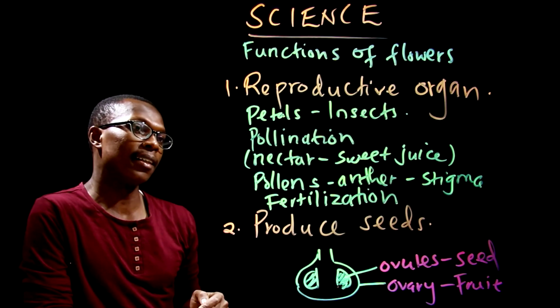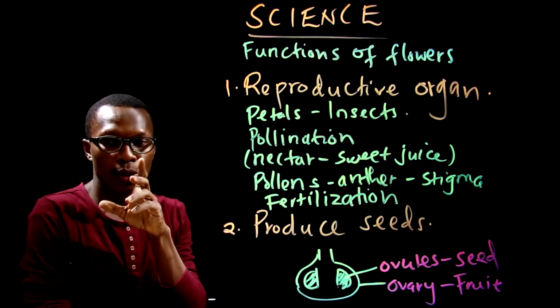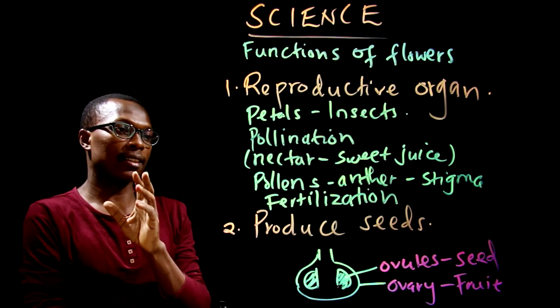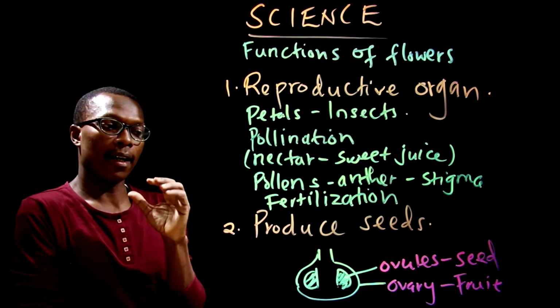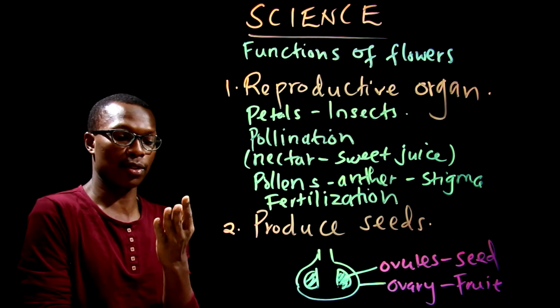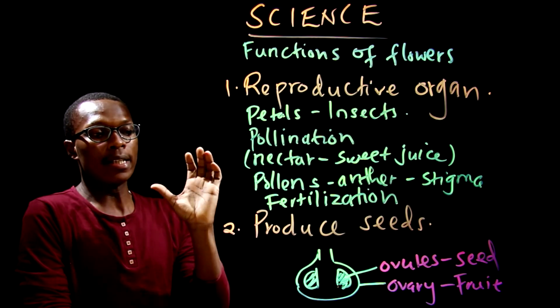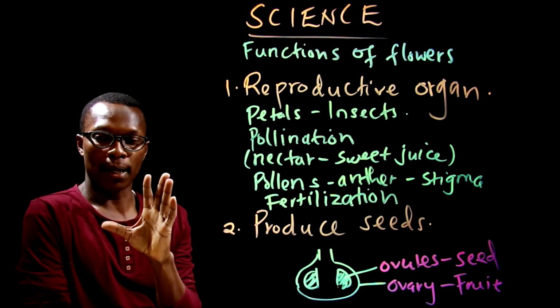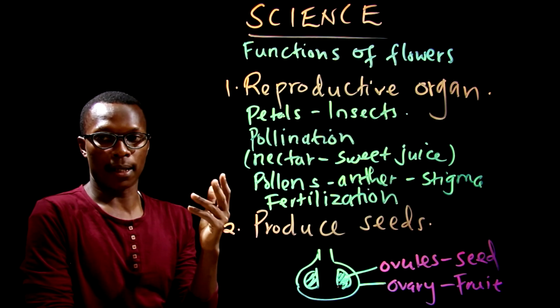I hope it's clear. Now, I just want you to do a simple activity at home. We have two parts. We have the male part, which is very important. We also have the female part, which is very important. I just want you to list the two male parts of a flower and the three parts of the female part of a flower.